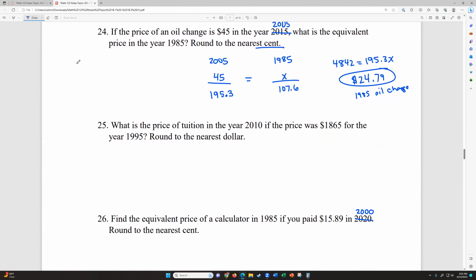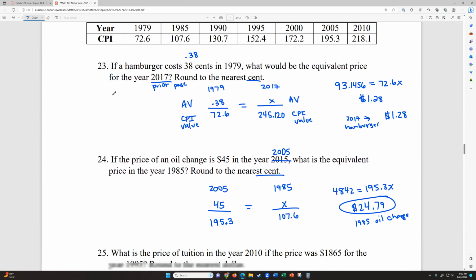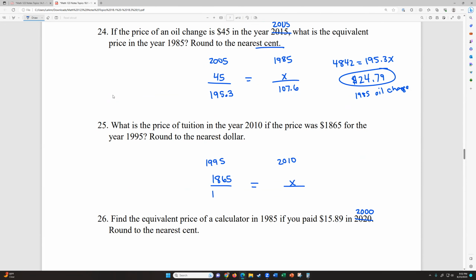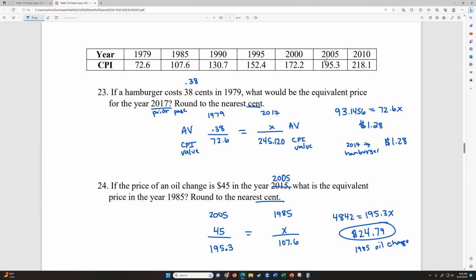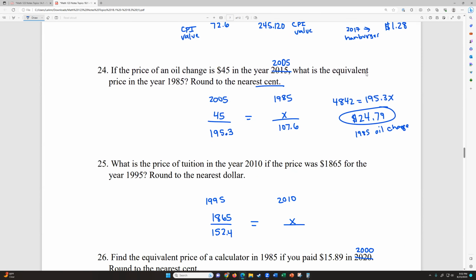Okay, what is the price of tuition in the year 2010 if the price was $1,865 for the year 1995? So I have 1995, 2010. I'm going to have a fraction for each year. 1865 was the actual value of the tuition in 1995. We don't know what that would be in 2010. I need to look up the CPI for both. So 1995 was 152.4. That was the value of the goods and services. 2010 is 218.1.